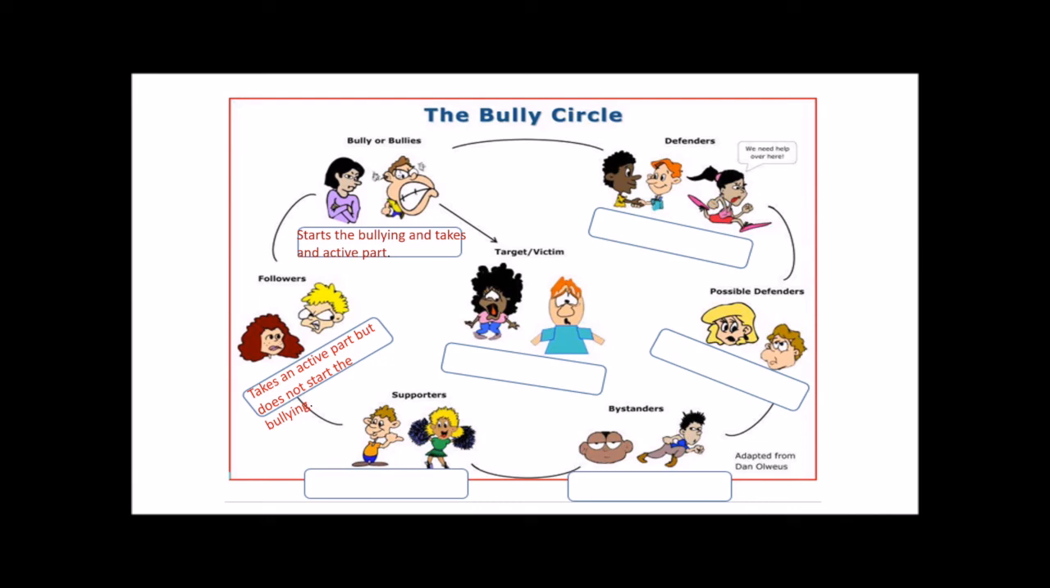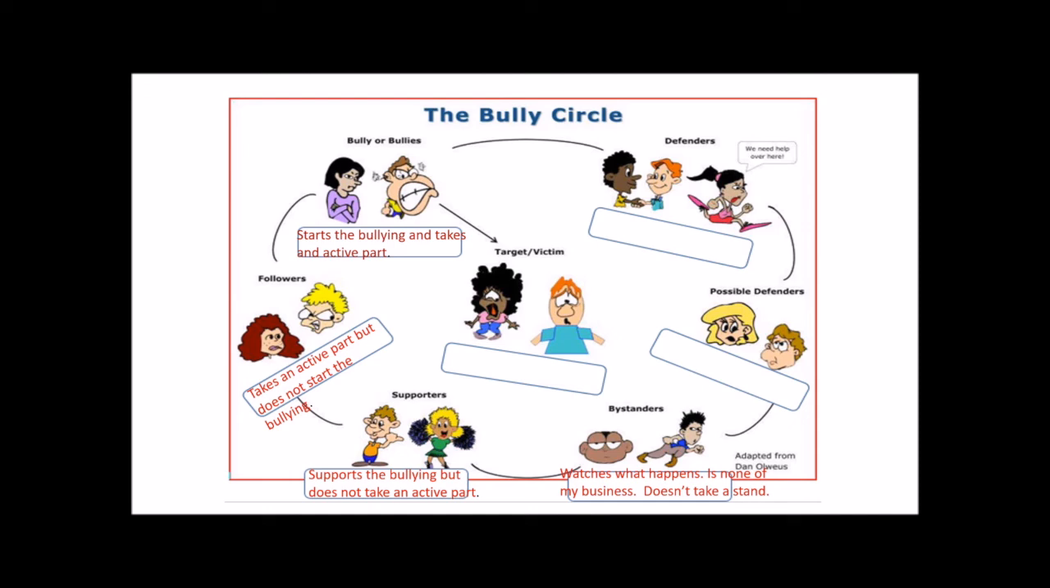Next, you have the supporters. They support the bullying, but they don't take an active role. Their support might look something like laughing along with the bullies and the followers, or drawing attention to the situation. And that's the only role that they will play in it. Next, you have the bystander. The bystander watches what happens. They don't take a stand. They might say stuff like, it's none of my business, or I'll just watch and see what happens.